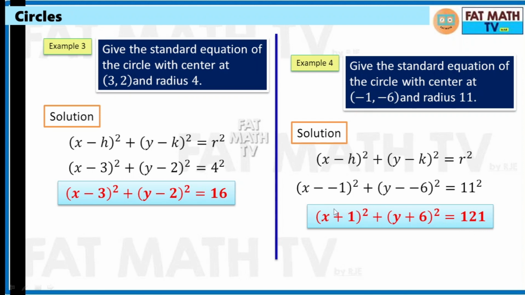So the standard equation of the circle with center at (-1, -6) and radius 11 is (x + 1)² + (y + 6)² = 121.